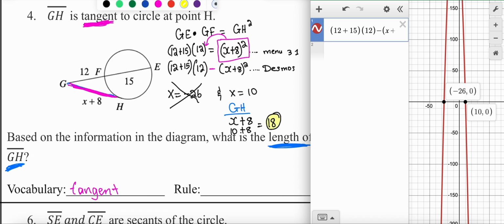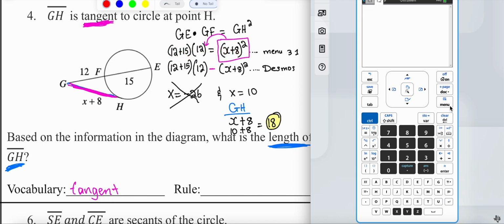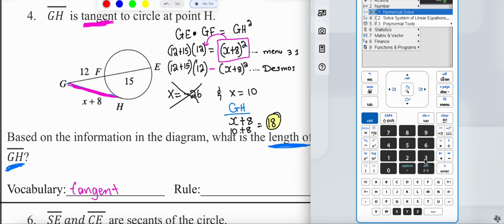Now let's try menu 3-1 and see if we would have gotten the same value. So if I do menu 3-1 right here, I would have menu 3-1.